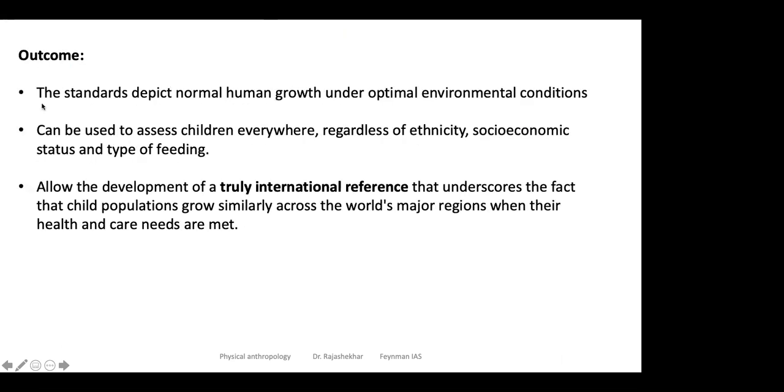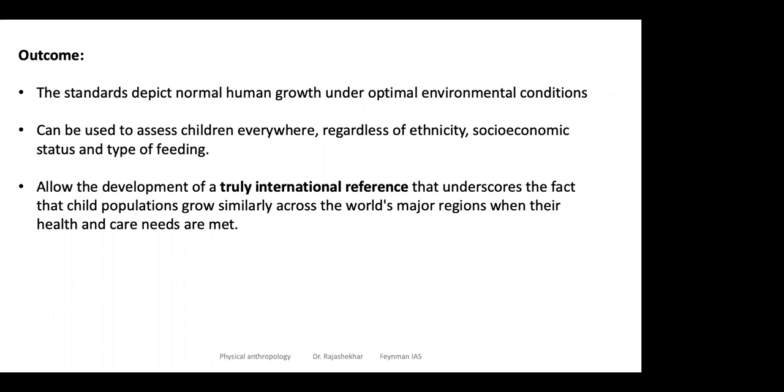The outcome of this study is the standards depict normal human growth under optimal environmental conditions. Whatever standards they collected, they got a feeling for how children should grow at what age, doesn't matter whatever country you are from. By using representative data from about 6 countries, they created growth charts which depict normal human growth under optimal environmental conditions. So a reference point is created. Indians can use it, Americans can use it, anyone can use it.